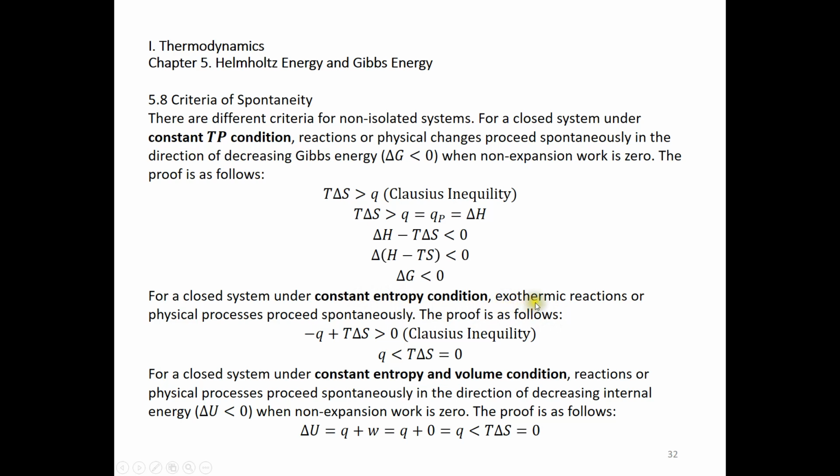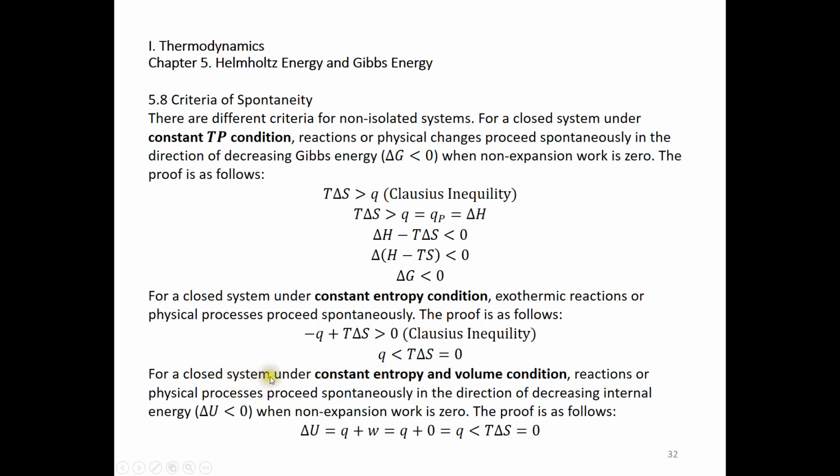Now let's look at this. Exothermic reactions or physical processes proceed spontaneously. Here we have a proof. If we have constant entropy condition, first let's write out the Clausius inequality, which is negative Q plus T delta S is greater than 0, or T delta S is greater than Q. And then we have Q is less than T delta S. And look, it says constant entropy condition. That means delta S is 0. Therefore, Q is 0. So if you have a closed system and the system has a constant entropy condition, that means only exothermic reactions may proceed spontaneously.